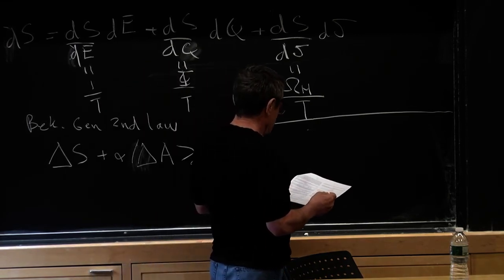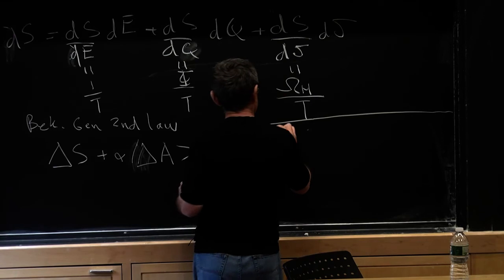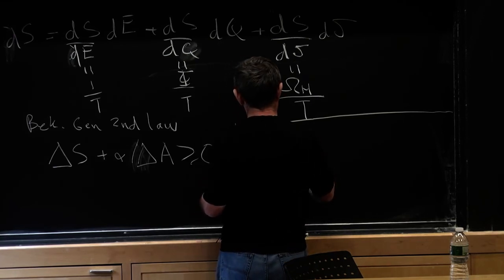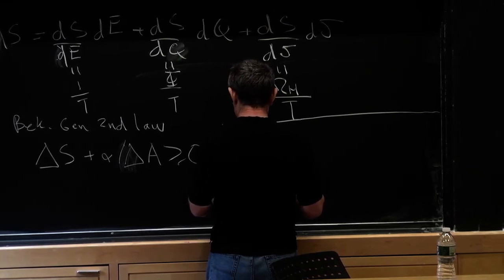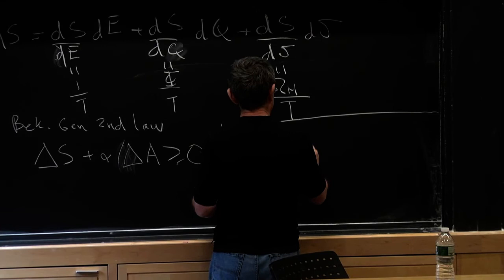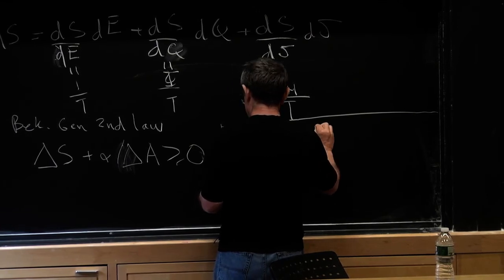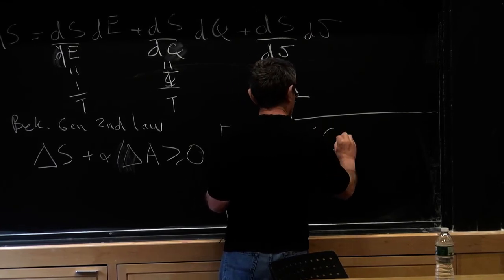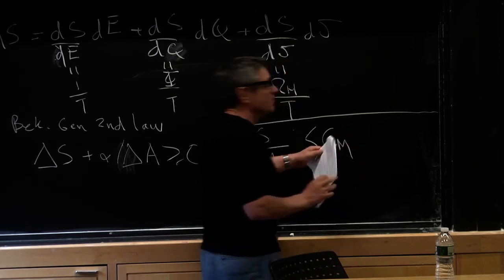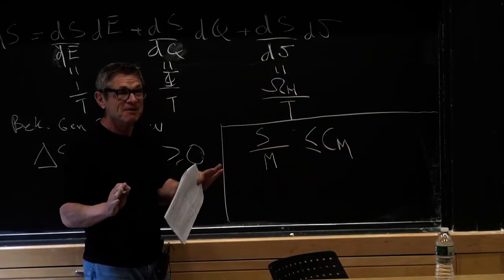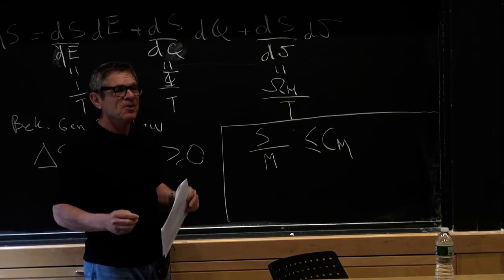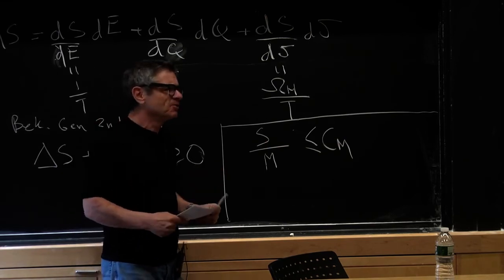One is that there must be some universal constant such that the entropy per unit mass must be bounded by some universal constant of nature, which he again tried to estimate but was never able to compute. Why did that have to be true?